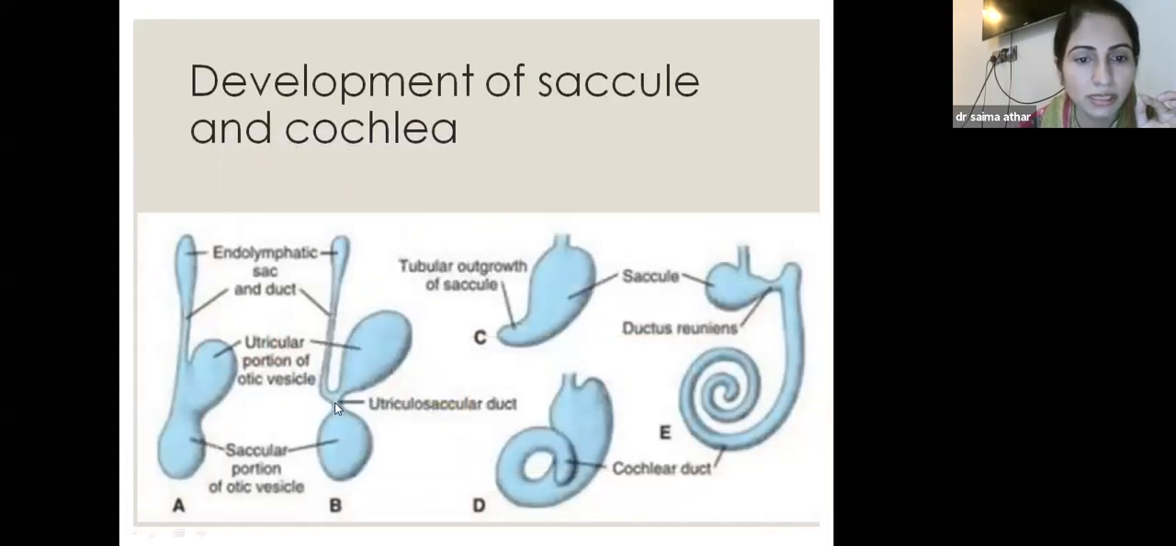क्योंकि ये finally extend होगा and ultimately ductus reuniens will be connected to the saccule and cochlea. ठीक है, उसके बाद फिर उसी के दौरान ही ये this happens during 6th week. Otic vesicle 4th week में बना, 6th week में utricle और saccule, cochlear duct and vestibulocochlear canal बन जाएंगे, vestibular canal. The organ of Corti is formed usually during 9th to 10th week.